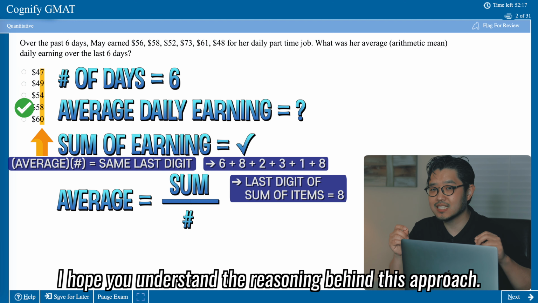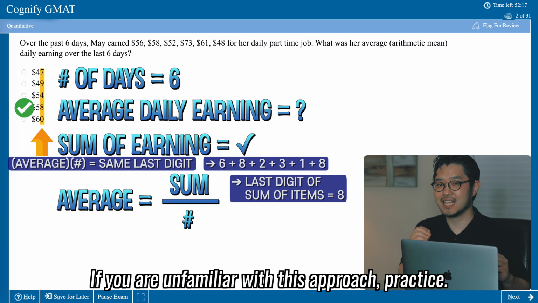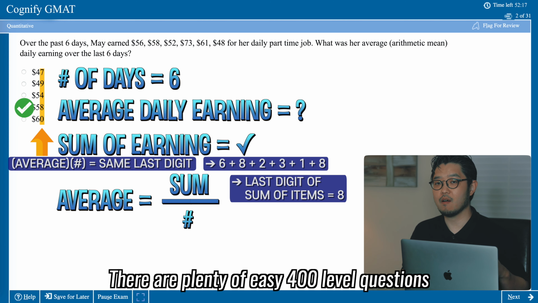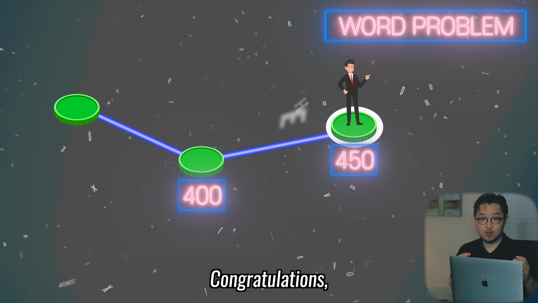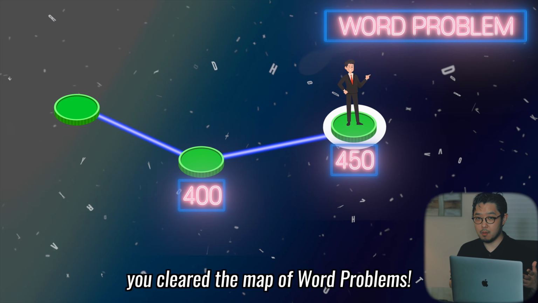I hope you understand the reasoning behind this approach. If you're unfamiliar with this approach, practice. There are plenty of easy 400 level questions in the GMAT official guidebooks. Congratulations, you cleared the map of word problems.